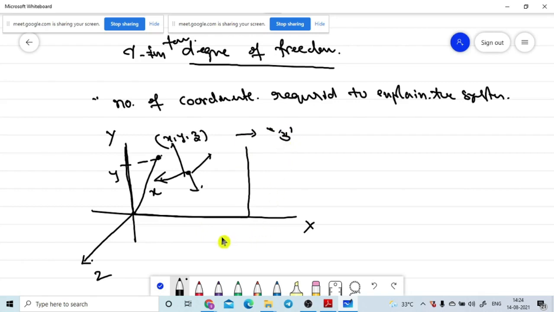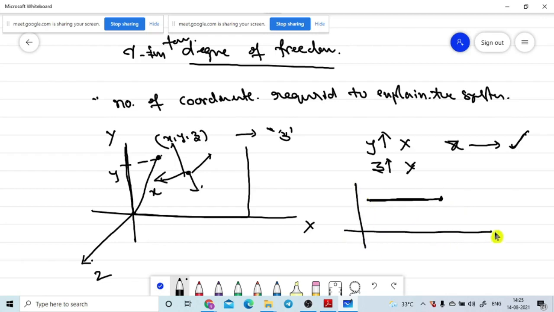Otherwise, let's assume one particle is moving in a straight line. We are not allowing it to move in the y direction; it is blocked. We are not allowing it to move in the z direction; it is blocked. It is allowed to move in the x direction only. Then how many degrees of freedom are required to explain this? One is required.